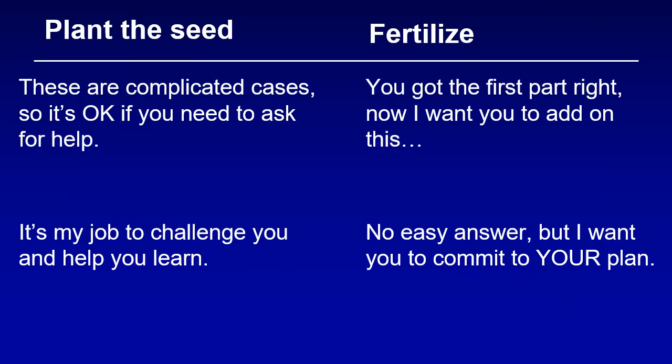Specific ways to strike this balance on first meeting is acknowledging that this may be hard, but your job is to challenge them, no matter where they are, even if they're good, to help them be great. And then on an ongoing basis, fertilize by saying, okay, you got this part right, now add on this, or I really want you to commit to your plan.